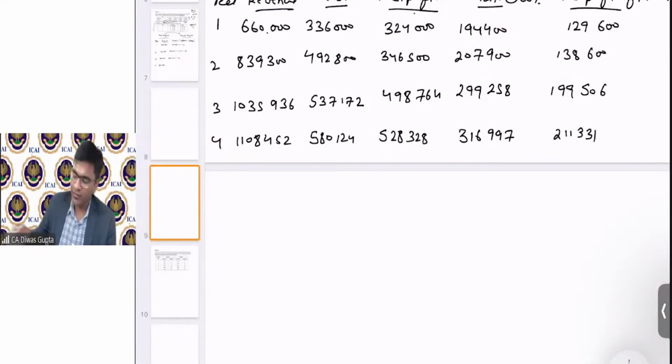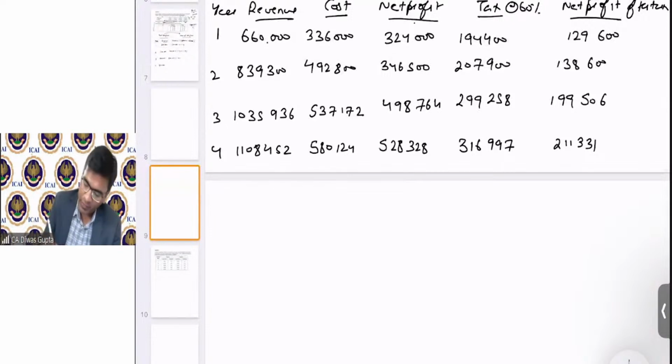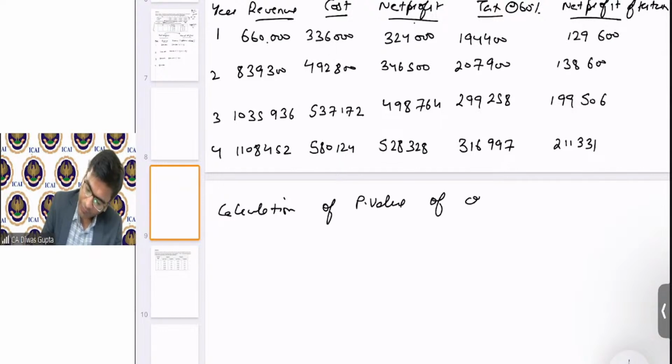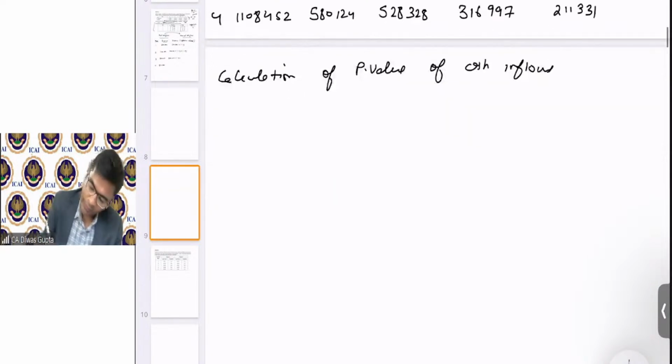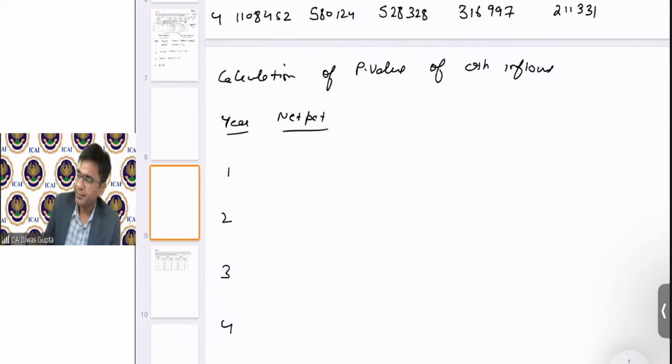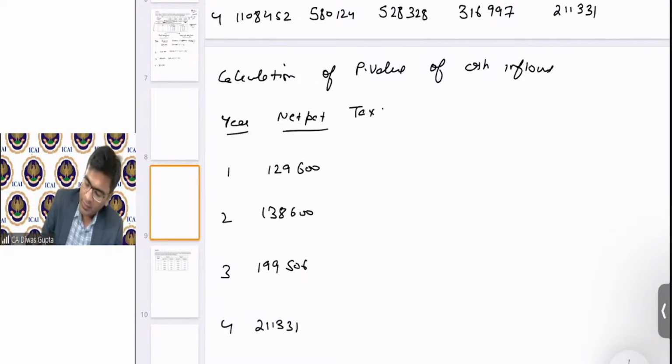Then comes present value of cash inflows. Ultimately, we have to now come at the present value calculation of cash inflows. Year 1, 2, 3, and 4. Net PAT, we just calculated 129,600, 138,600, 199,506, 211,331. Tax benefit on depreciation is how much? 1,20,000 flat.